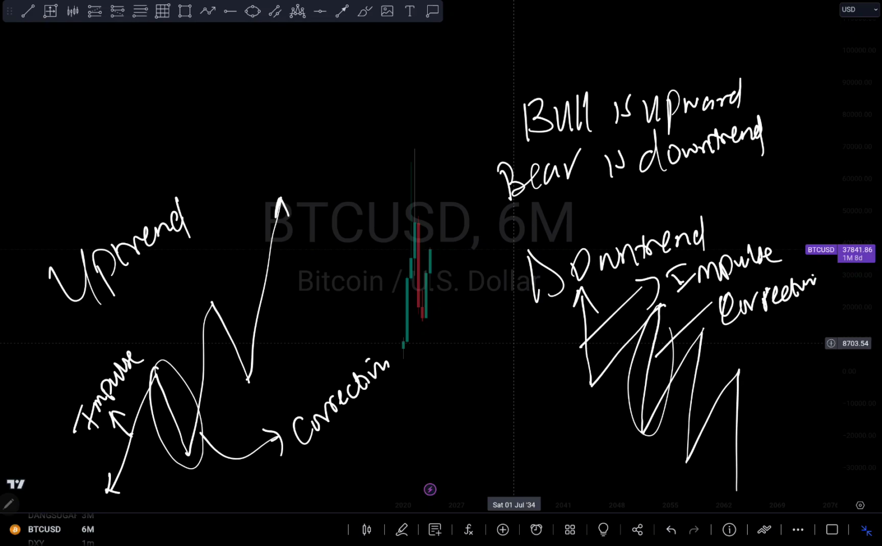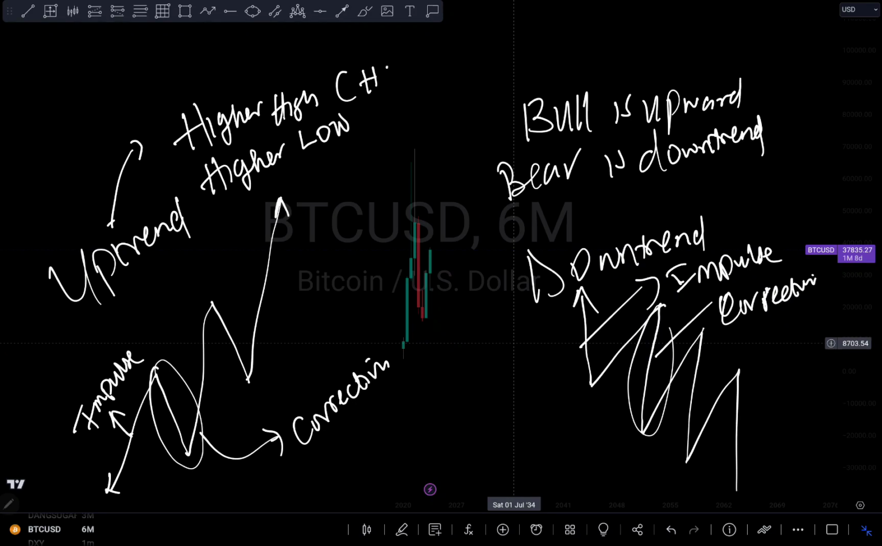So there's something we also call, when it's on an uptrend, a higher high and a higher low, which is HH and HL. Then for the downtrend, there's something we call a lower high and a lower low, which is LH, LL.